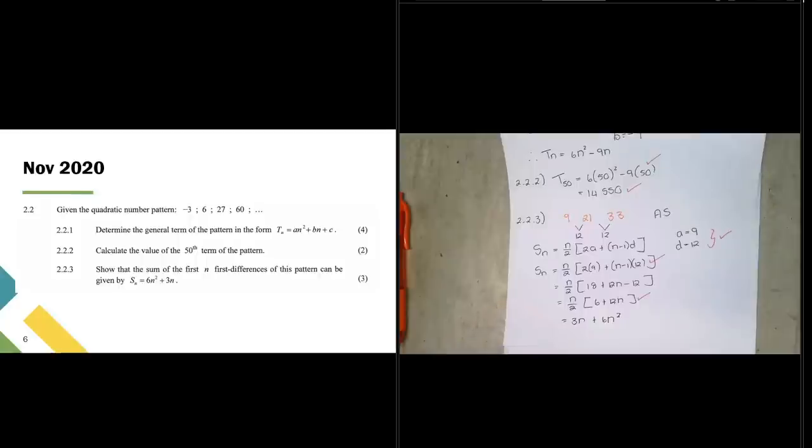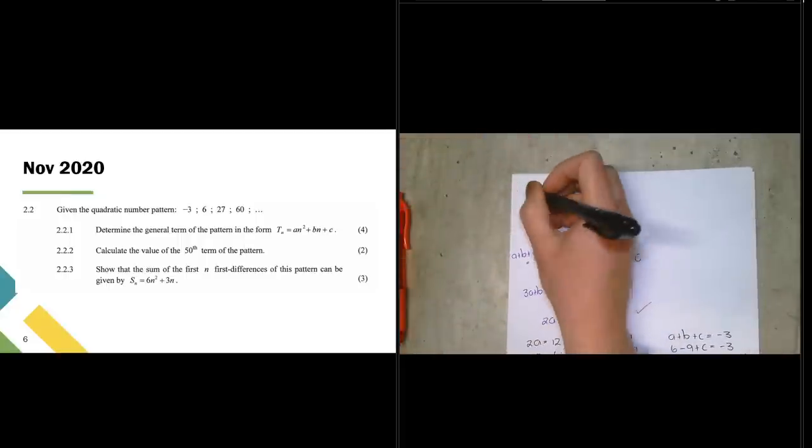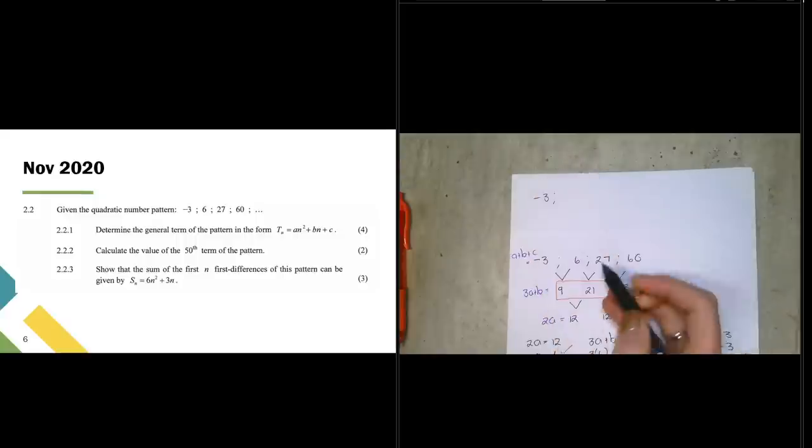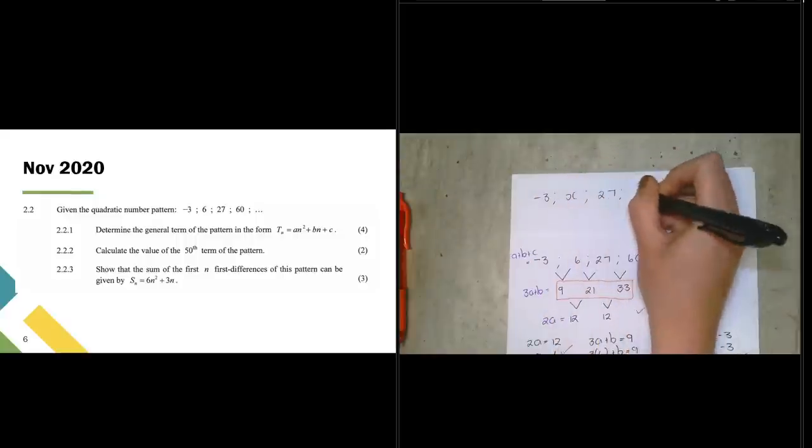Now, grade 12s, what if the examiner took this exact same question and changed it up a little bit, and they gave you the sequence negative 3, they didn't give you the 6, they gave you an x, then a 27, and then a 16.